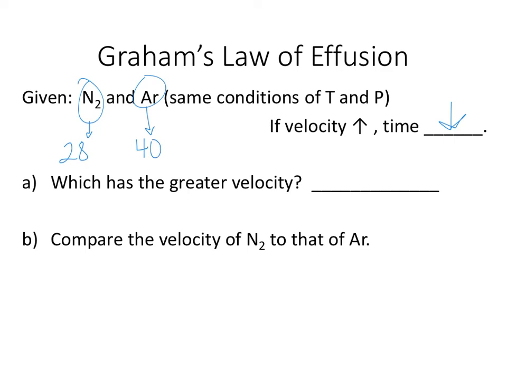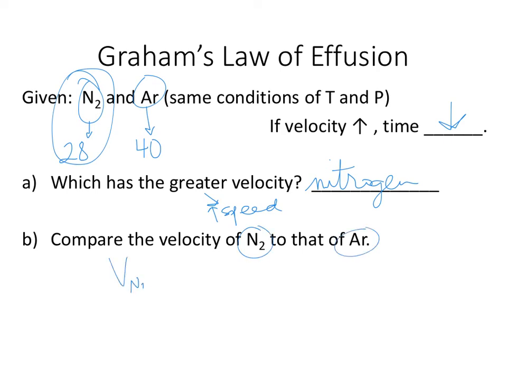So which one has the greater velocity? The greater velocity is the one that moves faster. That means higher speed. So the one that has a higher speed is the one that weighs less, so that'd be the nitrogen. So compare the velocity of nitrogen to the velocity of argon.